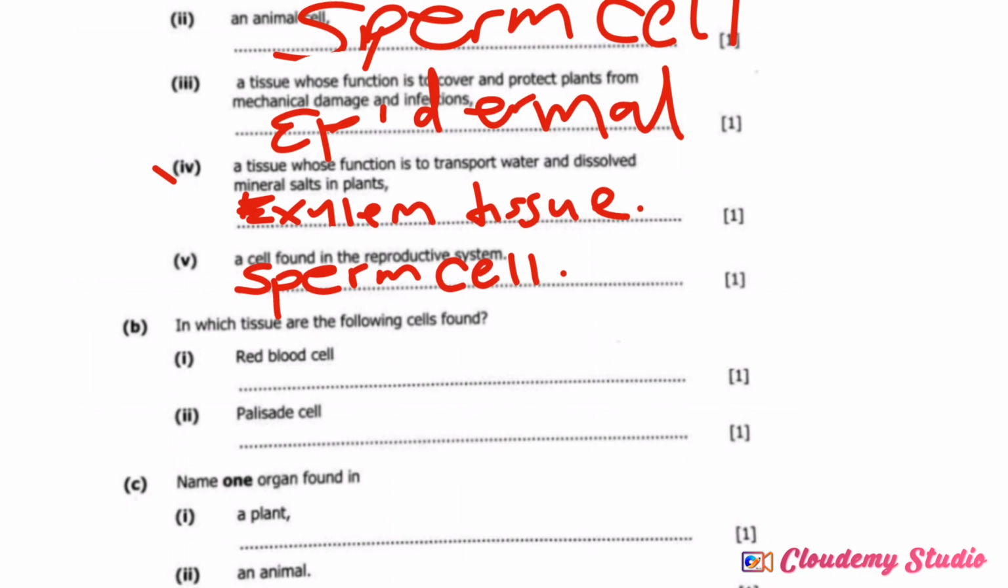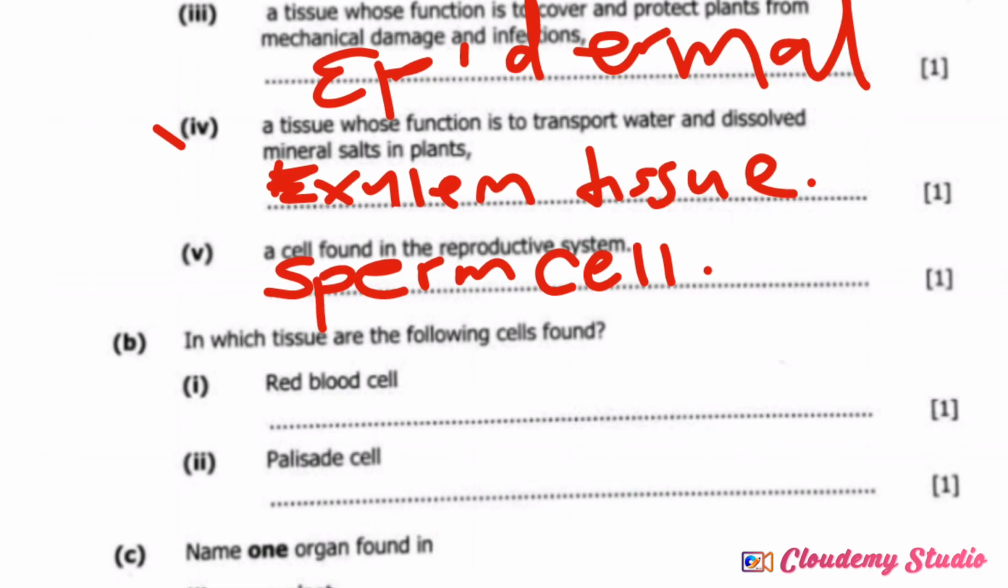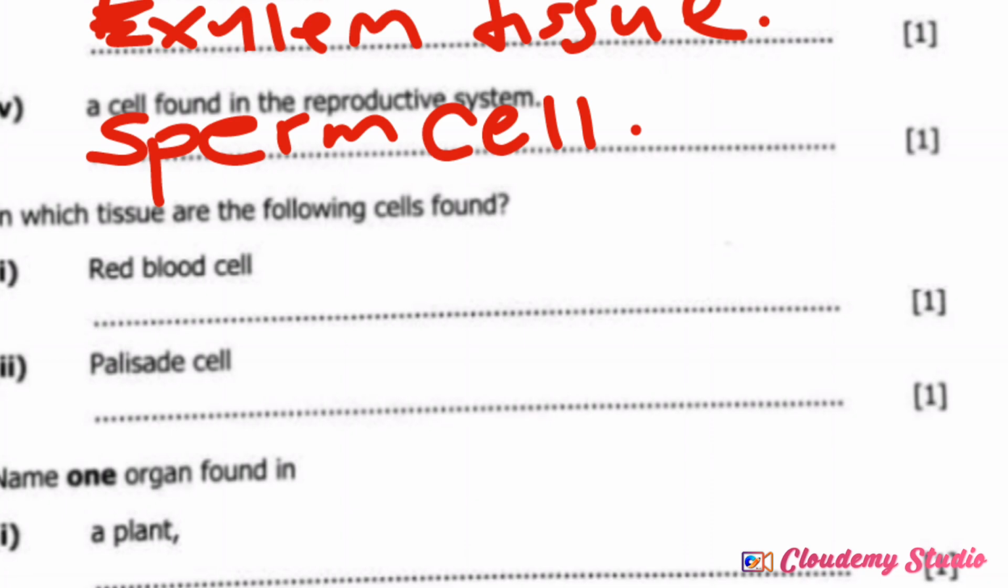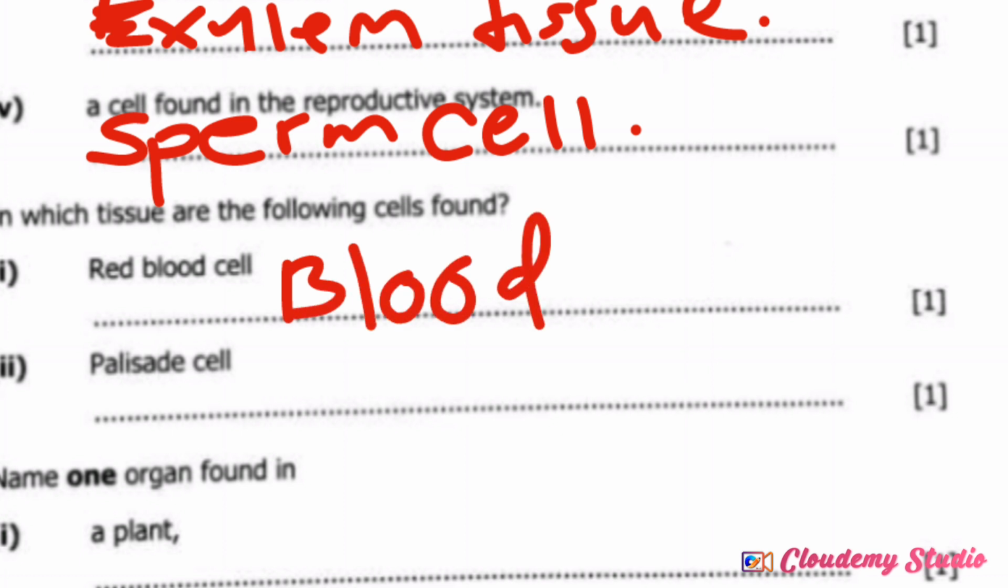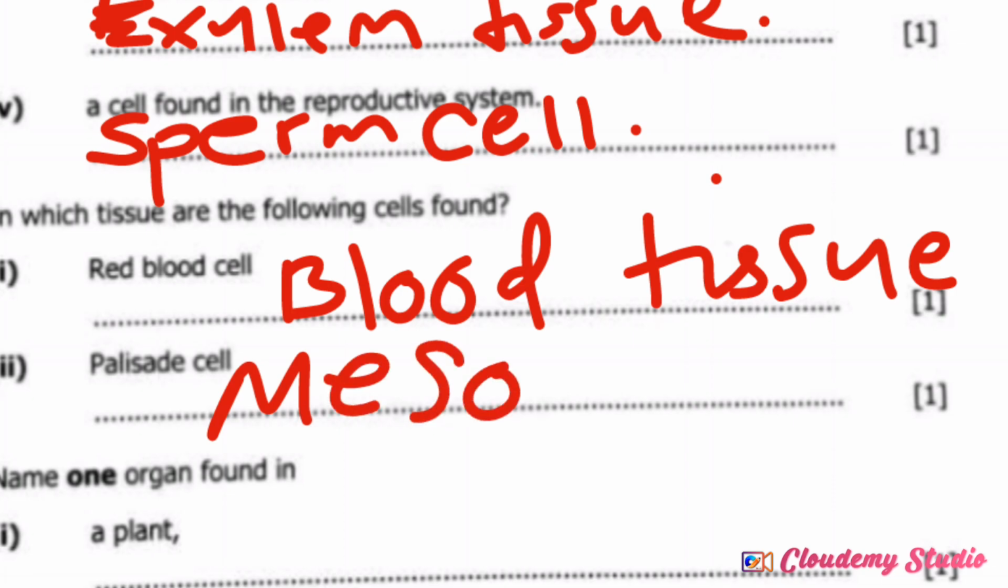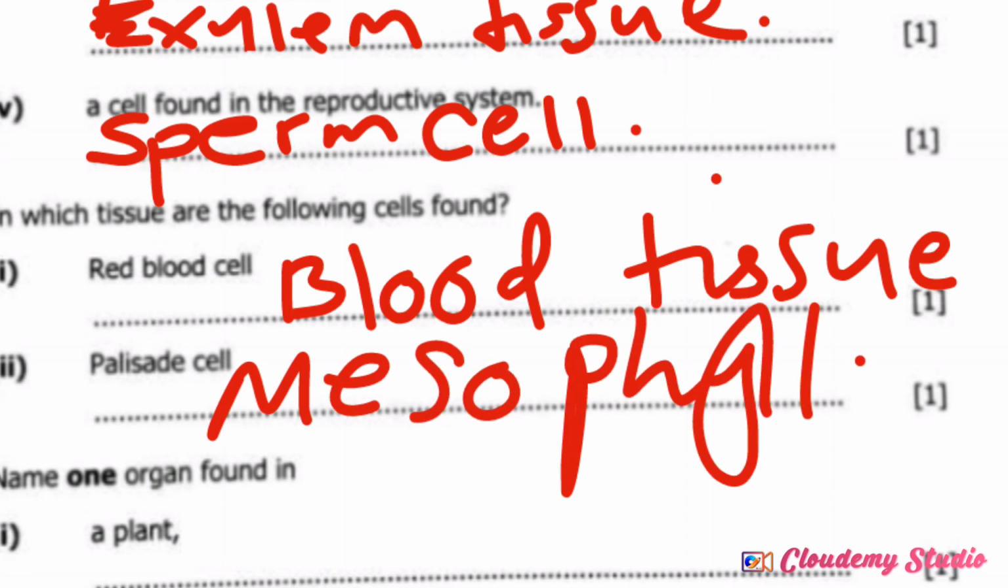Then next question. Next question is question B. Question B is saying, in which tissue are the following cells found? So take note, B is not asking about the answer from the table. The answer is not coming from the table, but these two cells which are in the question are coming from the table. So red blood cell, from its word blood, so meaning this red blood cell is coming from the blood tissue. Then the parasite cell. The parasite cell is coming from the mesophyll tissue. Upper mesophyll tissue. That is where it is coming from.